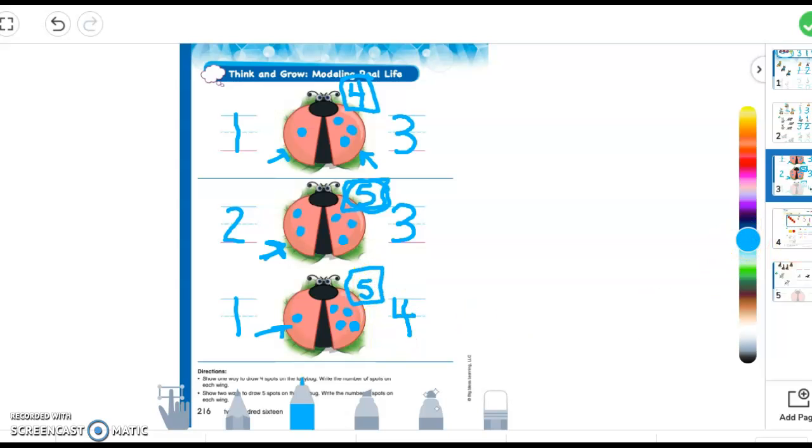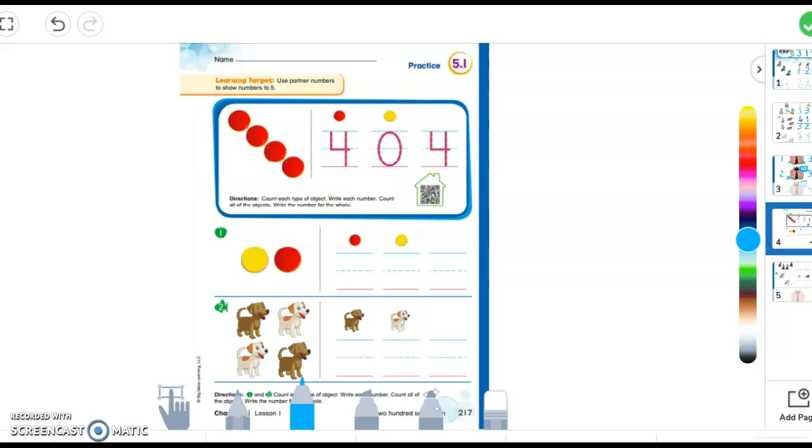Okay, now we're going to the next page, which is the page that you have. How many red chips are in our set? 4. So we're going to trace the 4. How many yellow chips are in our set? 0. How many all together, or how many whole? Our whole is 4. So 4 and 0 is 4.